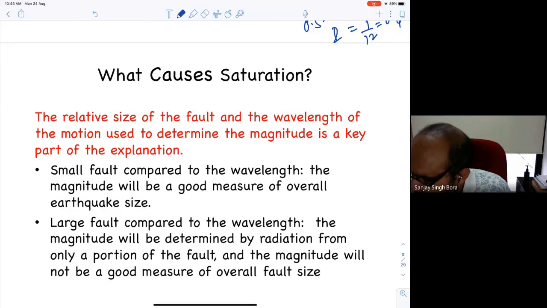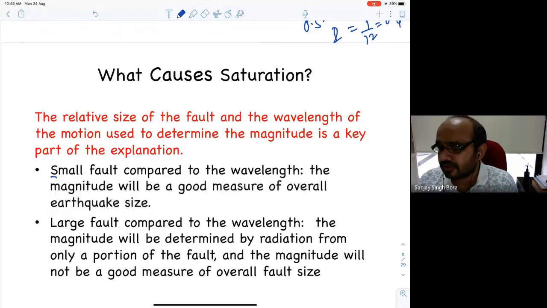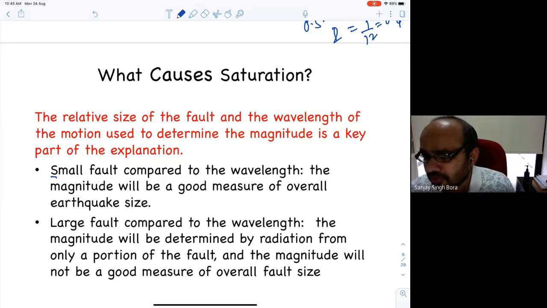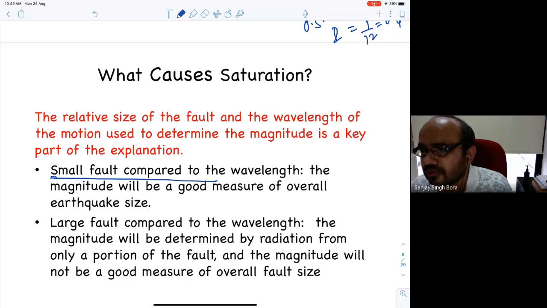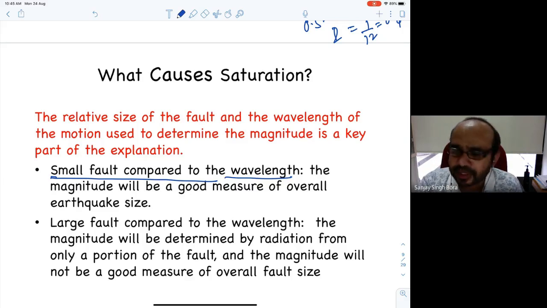Now you see, we are using a particular wave frequency, which means a wavelength, right? We can convert frequency into space by f equal to v over lambda, or v equal to f lambda, the other way around. So for a small fault, if the fault is very small or relatively small compared to the wavelength which you are using to measure it, it's just like optics.